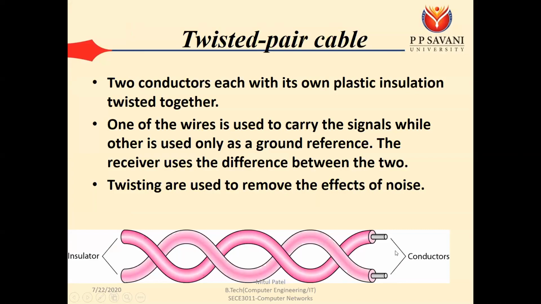The first one is the twisted pair cable, in which we can see that there are two conductors. One is carrying the signal while another is working as a ground. And we have the insulator that is covering these conductors. The advantage of this twisting is to remove the effect of the noise. Finally we are calculating the difference between the one cable and the second cable.